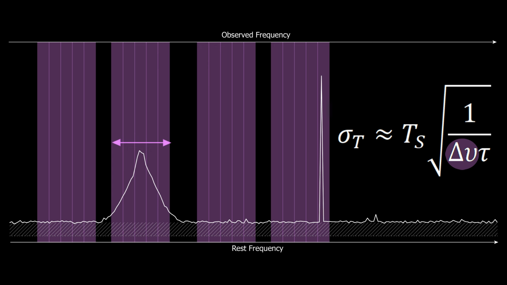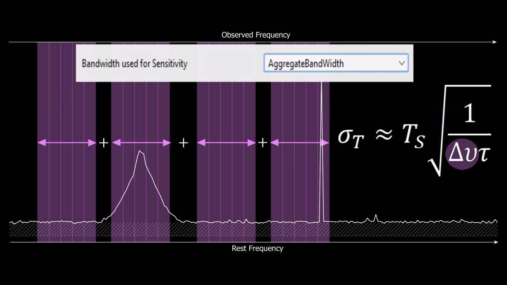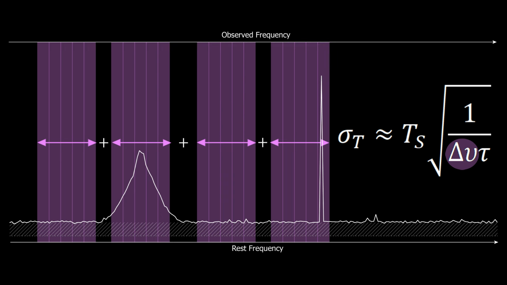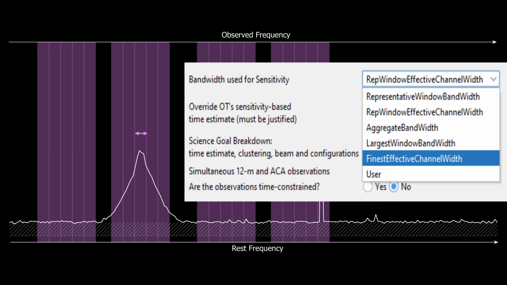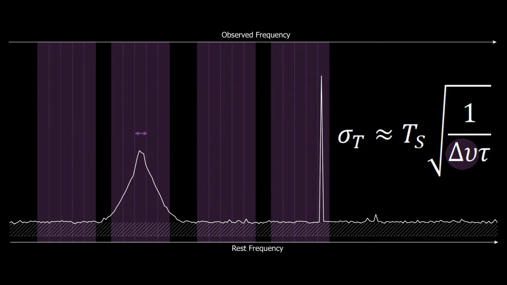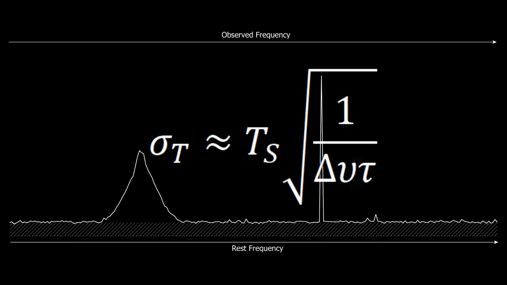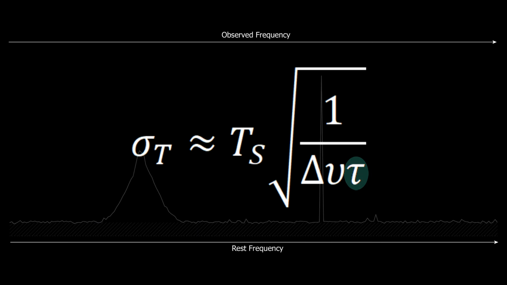If the continuum observations are your primary goal and the line sensitivity is less important, you should use the aggregate bandwidth option. However, if the line sensitivity is important for your science goals, you should use one of the effective channel width options, which will calculate your sensitivity in a single channel rather than over the aggregate bandwidth. This will significantly increase your required integration time, and you will need to justify that choice in your proposal.